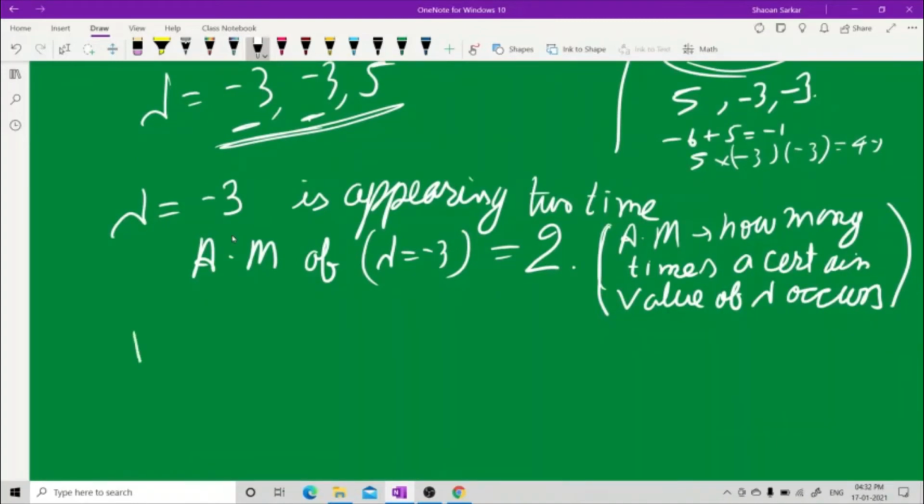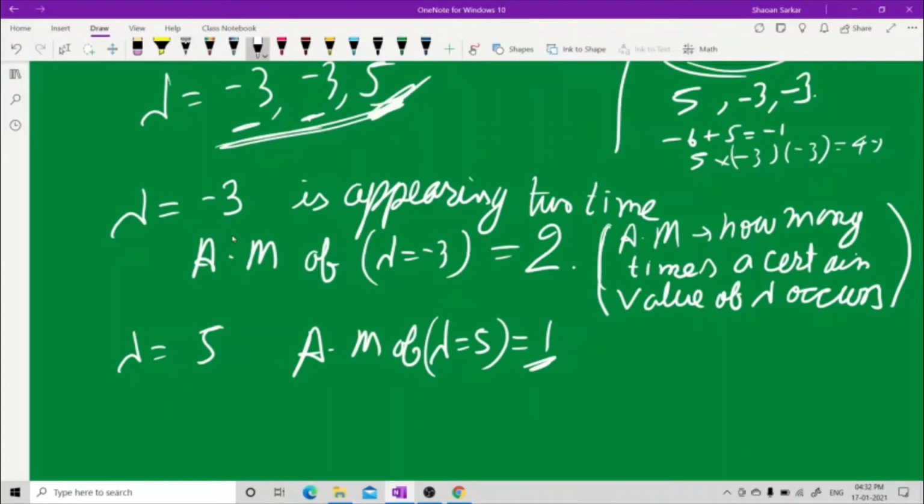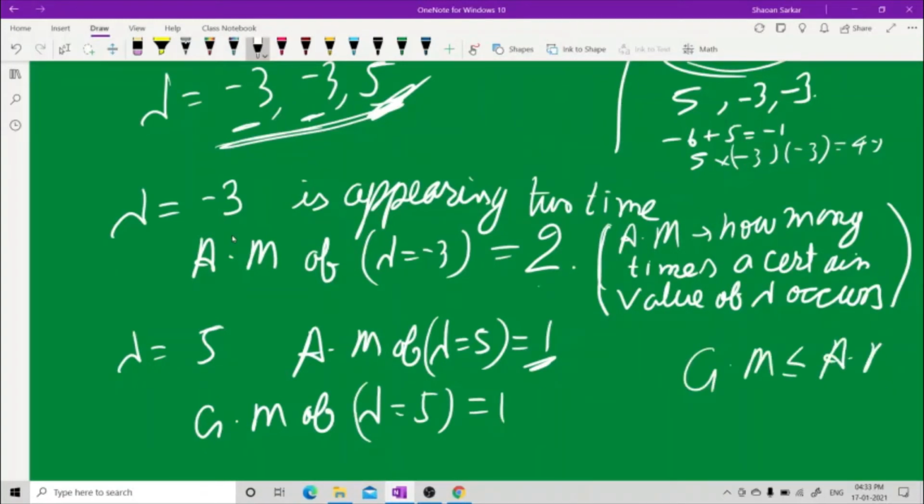Now for lambda equal to 5, the algebraic multiplicity is just 1, because it appears only one time, and minus 3 appears 2 times, therefore it is 2. Now the geometric multiplicity of lambda equal to 5 will also be 1, because I told you GM is less than or equal to AM always. So if this is 1, this cannot be 0. It has to be 1 here.